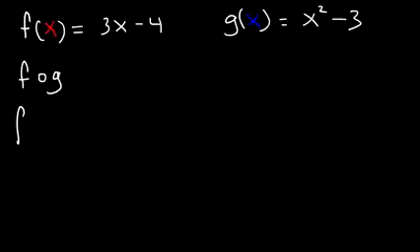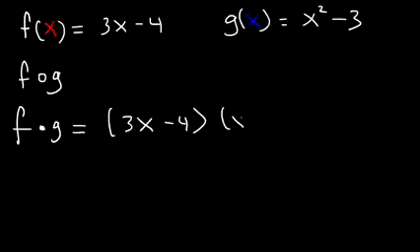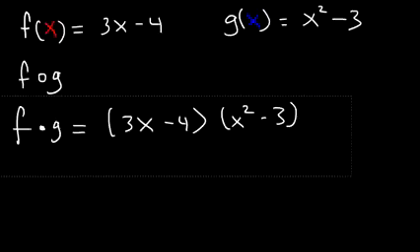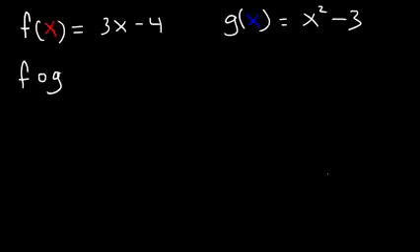Notice that this is different from f times g. If you see a closed circle, it's multiplication. It's 3x minus 4 times x squared minus 3. But if you see like an open circle, what it means is it's a composite function. One function is inside of another. G is inside of f, so this is equivalent to f of g of x.